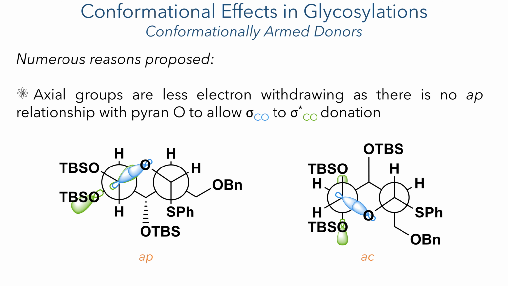There have been numerous explanations proposed as to why this conformational superarming occurs. One explanation is that axial groups are less electron withdrawing, and this is because there is no antiperiplanar relationship with the pyran oxygen that would allow hyperconjugation from the filled carbon-oxygen endocyclic bond to the empty sigma star carbon-oxygen antibonding orbital on the adjacent carbon bonded to the OTBS group. As it is less electron withdrawing, the ring is more activated and the leaving group can leave easier.